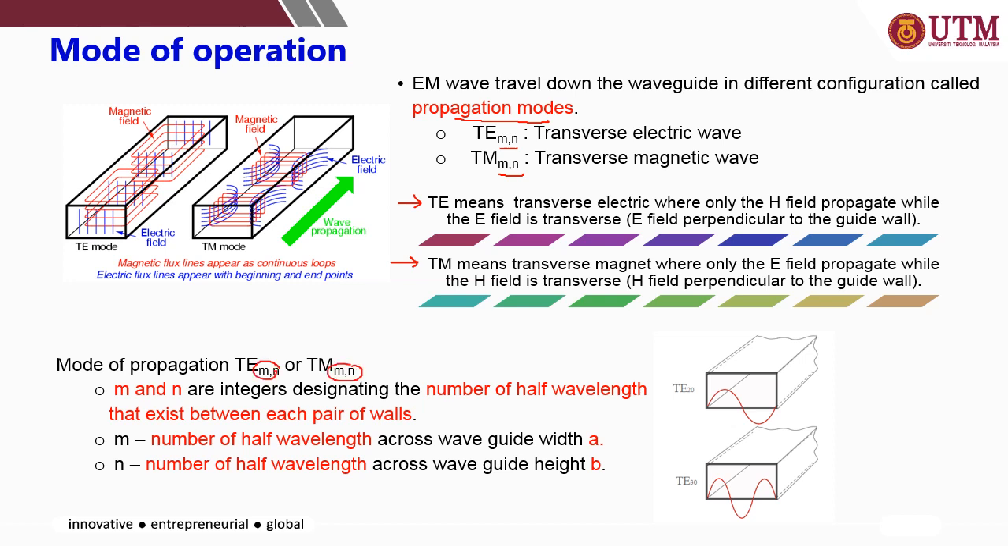M is basically the number of half wavelengths across the waveguide width A. So this is the width A, the number of half wavelengths. For example, TE10, we know that M is 1. So only one half wavelength appears across A, or across the width of the structure, while N is the number of half wavelengths across the height B. Okay, height B.